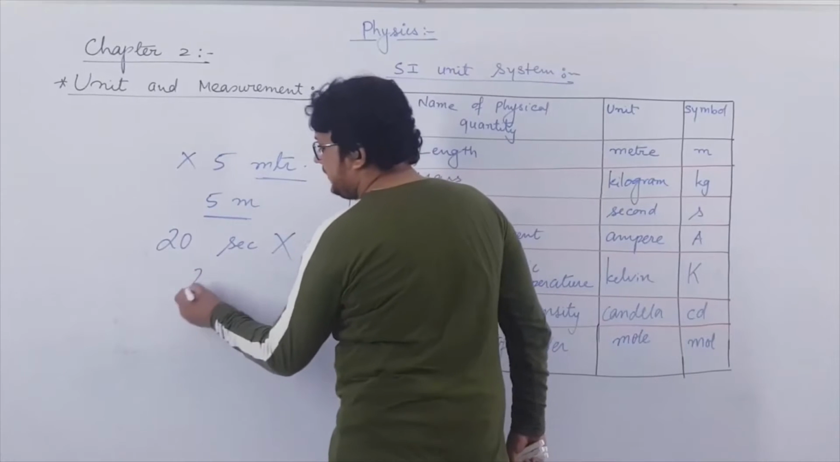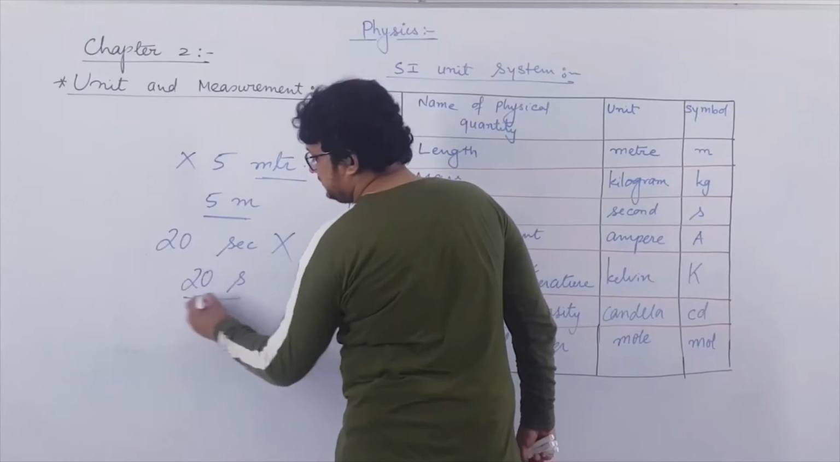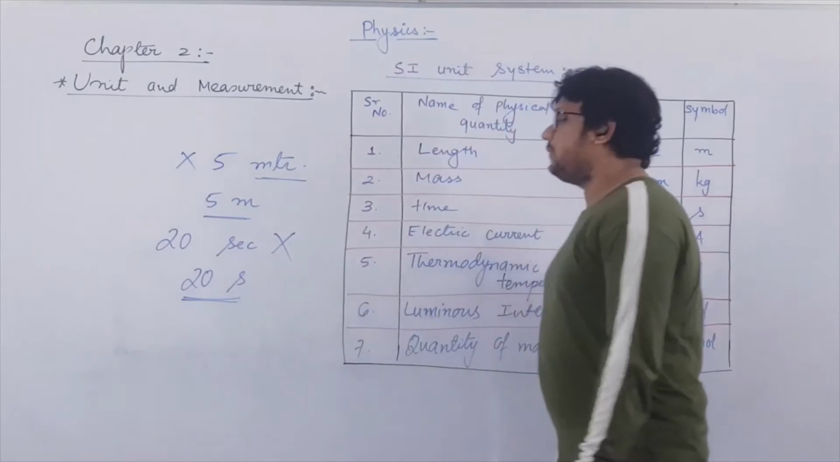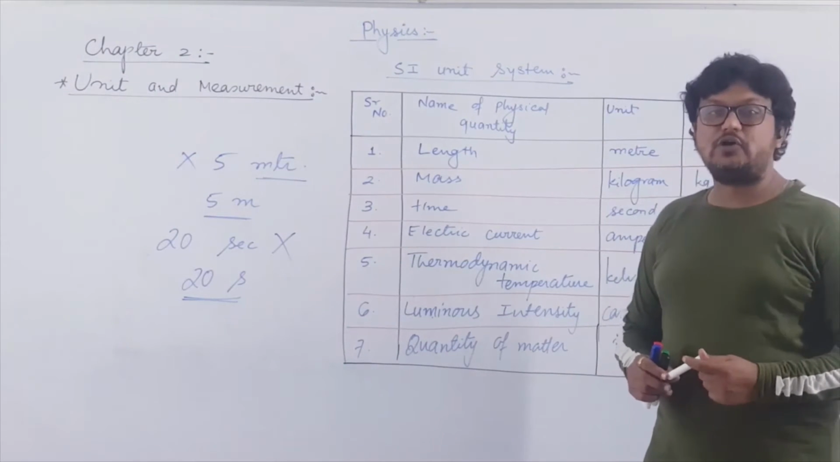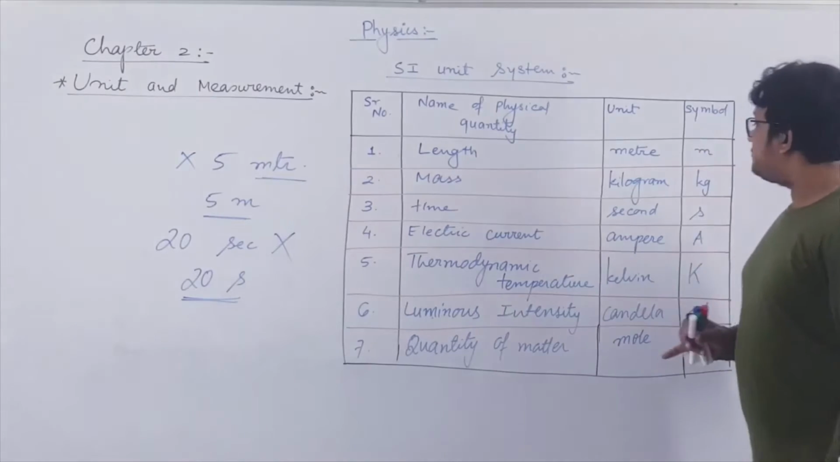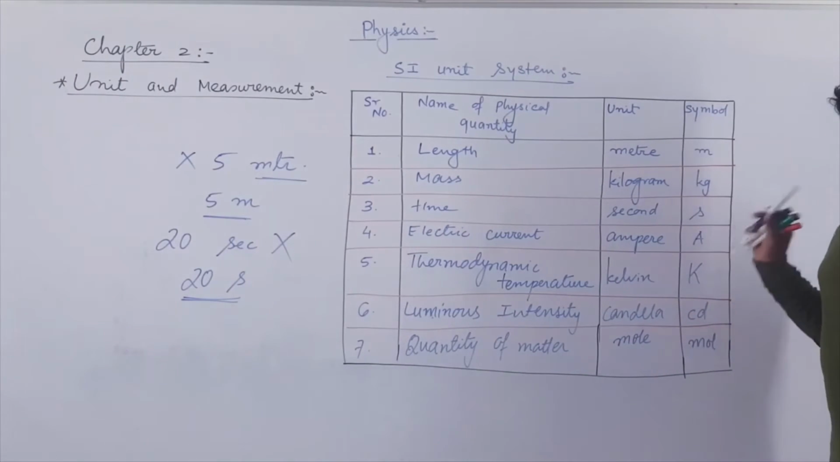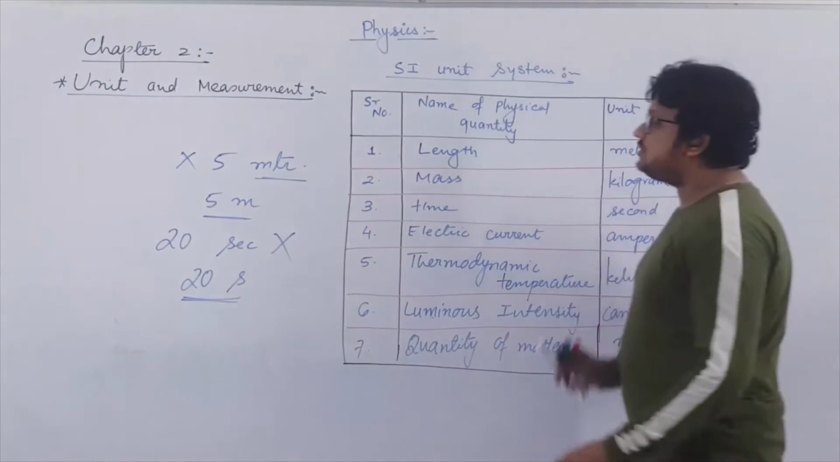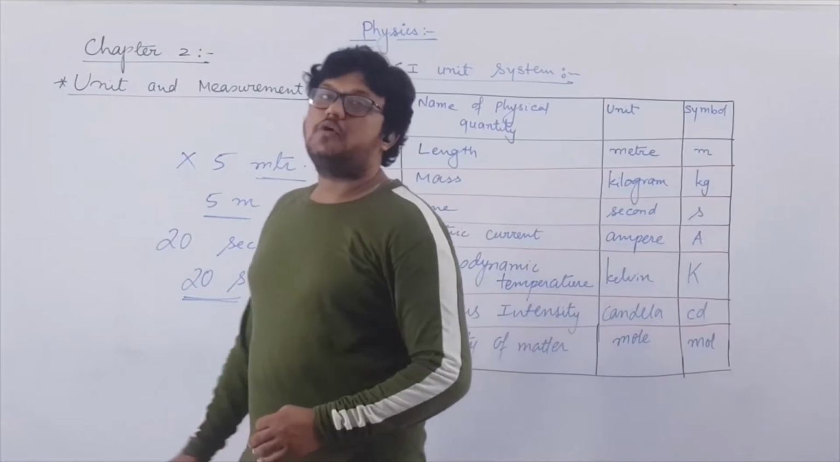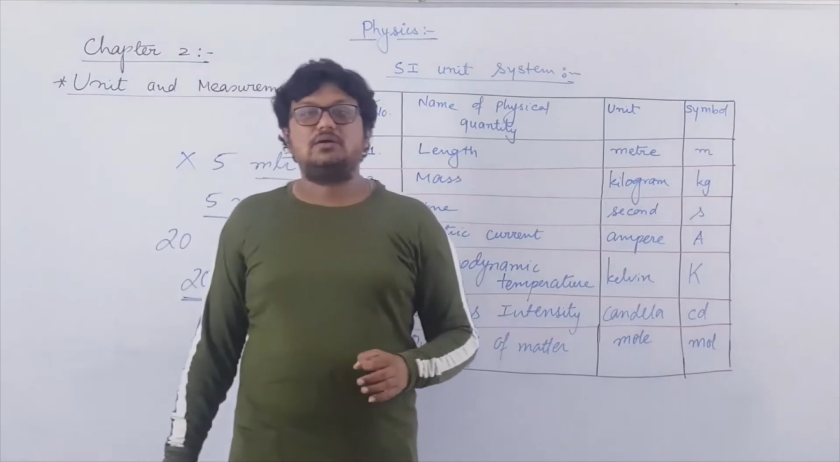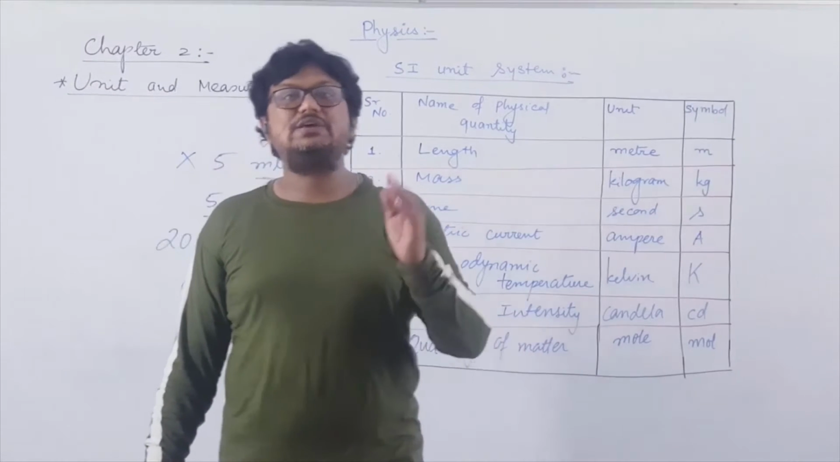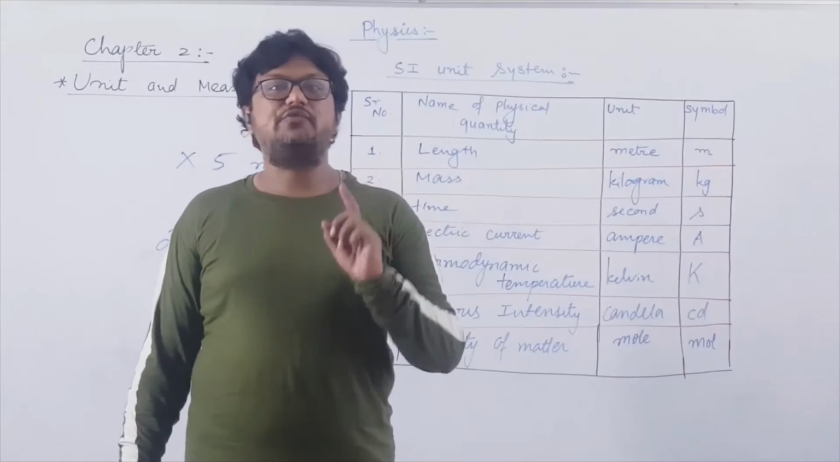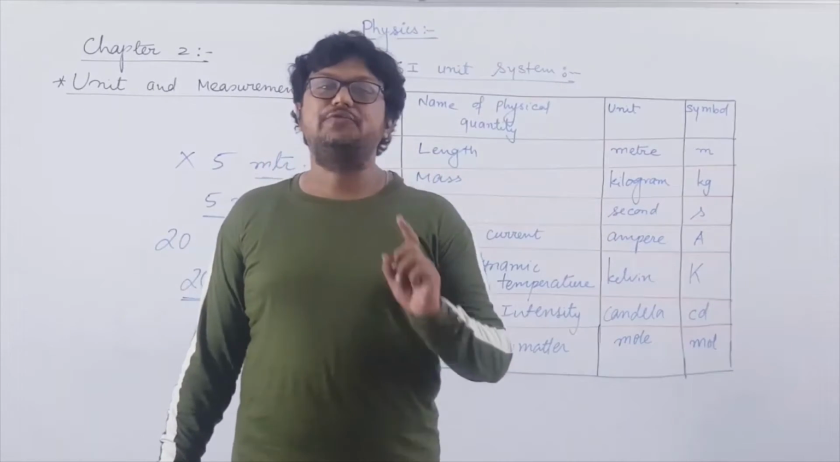If you want to write 20 seconds, it should be 20 s. This is how we should write. If you write 20 sec, that is incorrect, because the symbol for second is small s only. So this is the mistake we make. The first norm was that the symbol of the unit must be written as it is given in the table. This is our first norm for using the SI unit system.